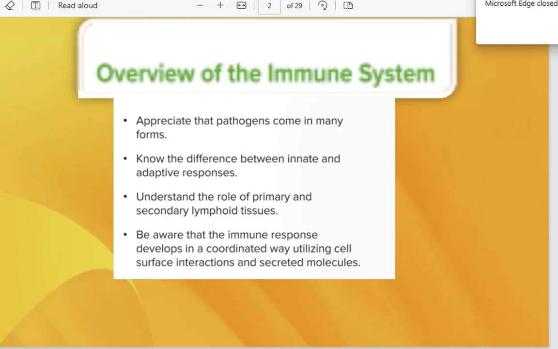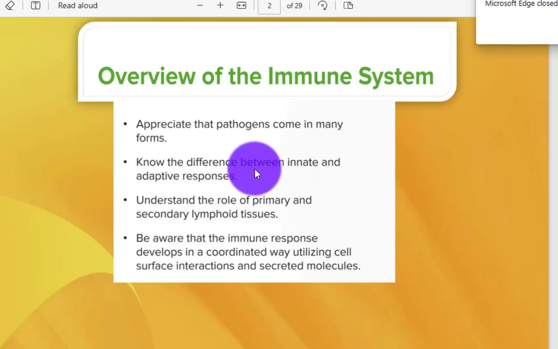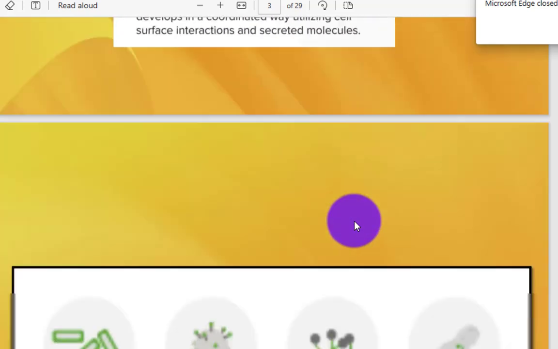Immunology overview. Appreciate that pathogens come in many forms. Know the difference between innate and adaptive immune response. Understand the role of primary and secondary lymphoid tissues. Be aware that the immune response develops in a coordinated way, utilizing cell surface interaction and secreted molecules.